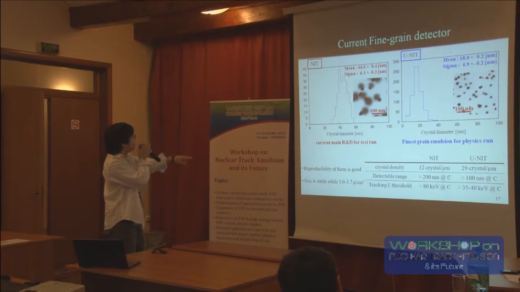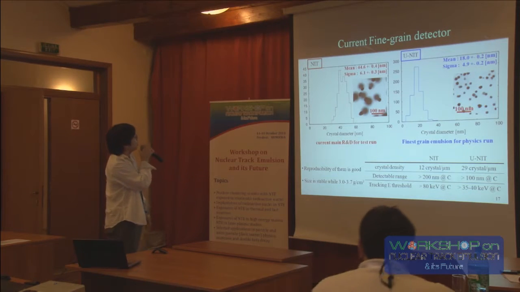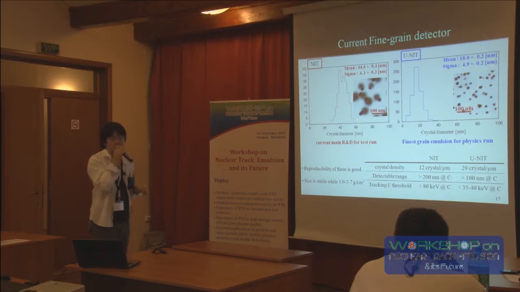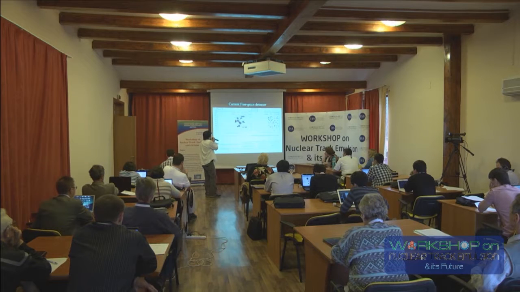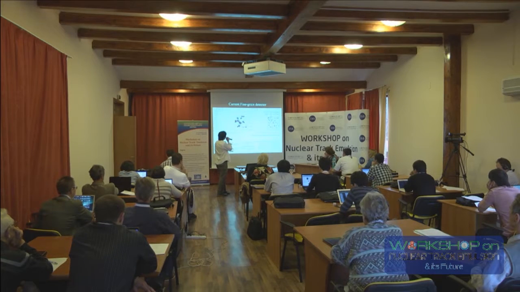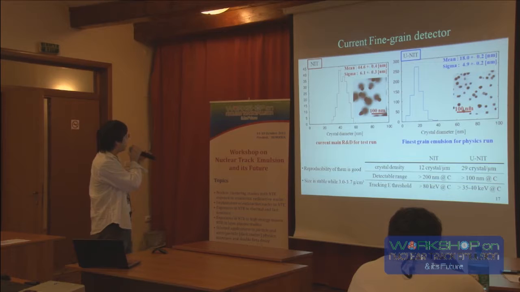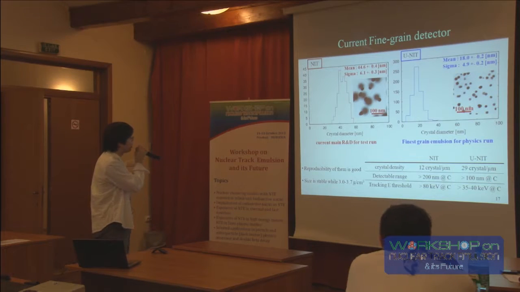This is a plot of the size distribution of a batch. The left one is called NIT, our current main R&D type, and it is used for test runs. The right one is called Ultra NIT, the finest emulsion, whose mean size is 18 nanometers, and it is used for future physics runs. Their reproducibility is very good and the size is stable, while the density is 3.0 to 3.7 gram per cubic centimeter.